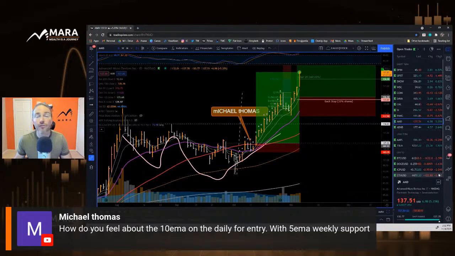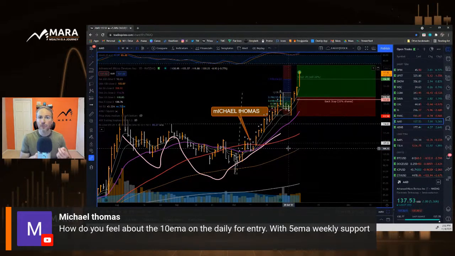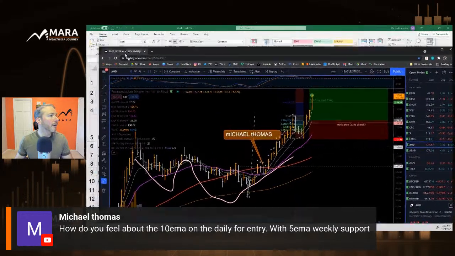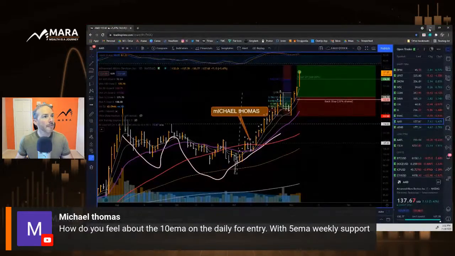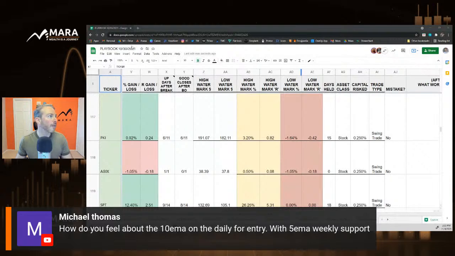That's a fantastic trade, a fantastic entry. As far as entering just based off of the 10 EMA, the way that I prefer to enter trades is to have multiple layers of confluence for the trade. So here's what I mean. Let me minimize this over here. Yeah, we're done with this.